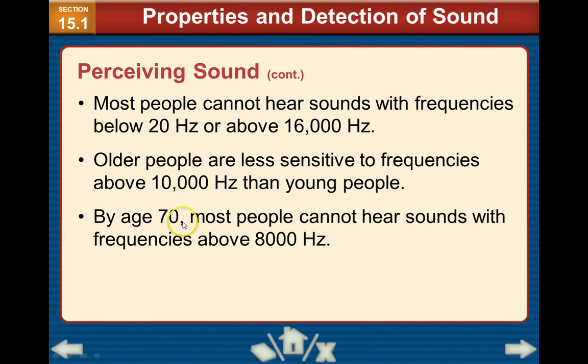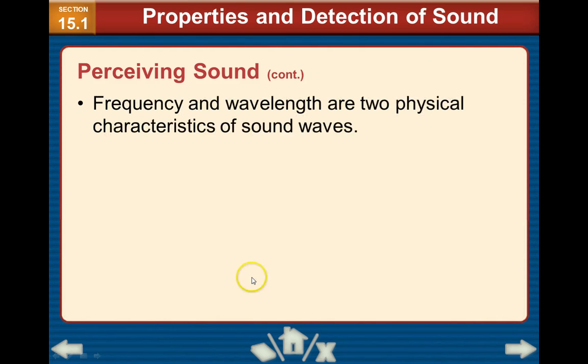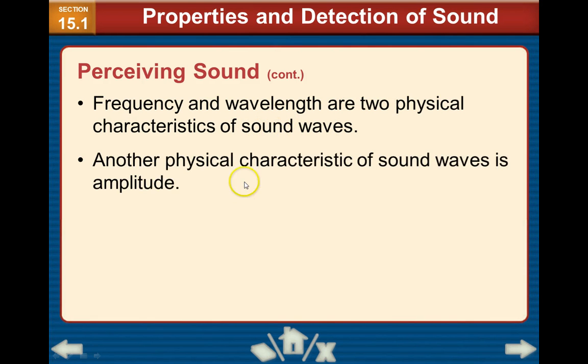By the time we're in our 80s, we are losing even more of our sensitivity, and that's why it makes it harder for us to understand speech. It's not just because we can't hear because of the loudness, but if we're losing frequencies, it will affect our ability to understand what people are trying to say. So the frequency and the wavelength are related by the speed of sound, and these are two characteristics.